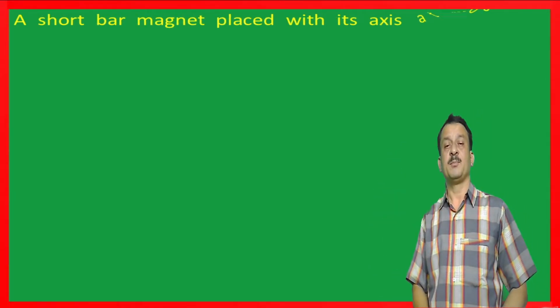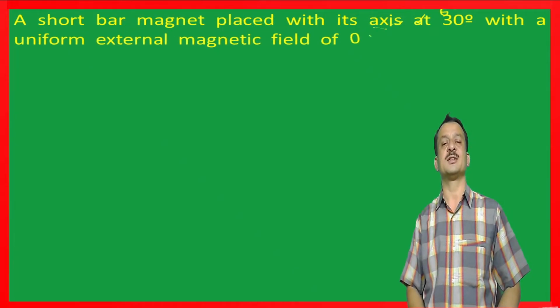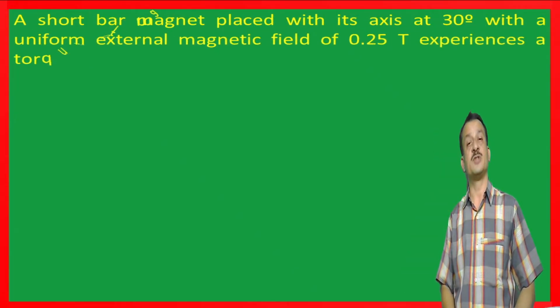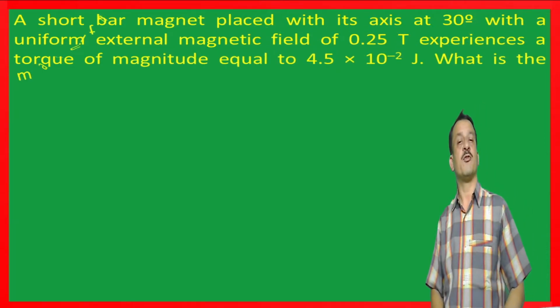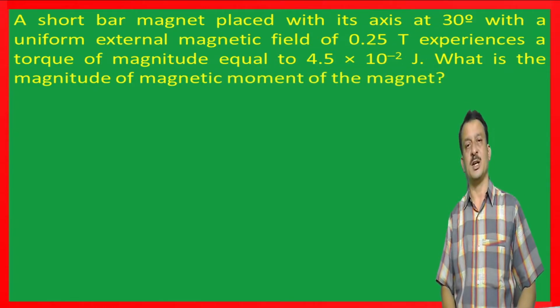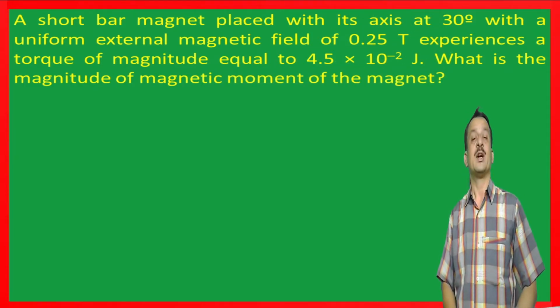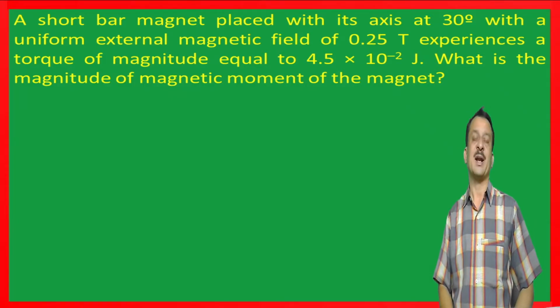Now we will solve some problems regarding chapter 5, magnetism and matter. Now let me take the first problem. A bar magnet placed with its axis at 30 degrees with a uniform horizontal external magnetic field of 0.5 Tesla. It experiences a torque of magnitude equal to 4.5 into 10 to the power of minus 2 joules. What is the magnitude of the magnetic moment of the magnet?